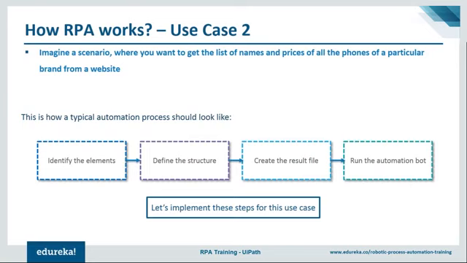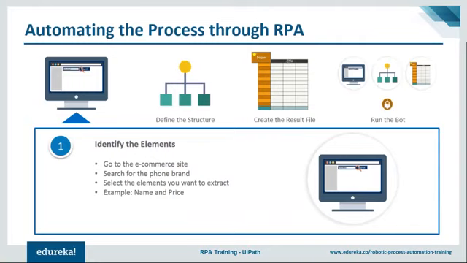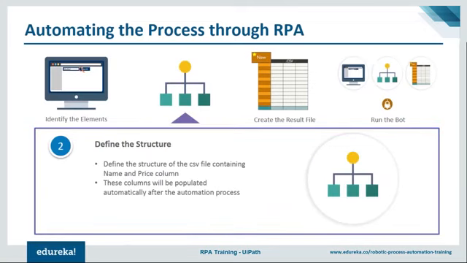So first of all, let's expand all these steps and see what is required in creating this kind of project. First, like I said, you have to identify the elements. You will go to the e-commerce website, search the phone brand, and see which elements to choose or copy for your RPA implementation. Then you will define a structure. You chose these many elements, now how to structure them?